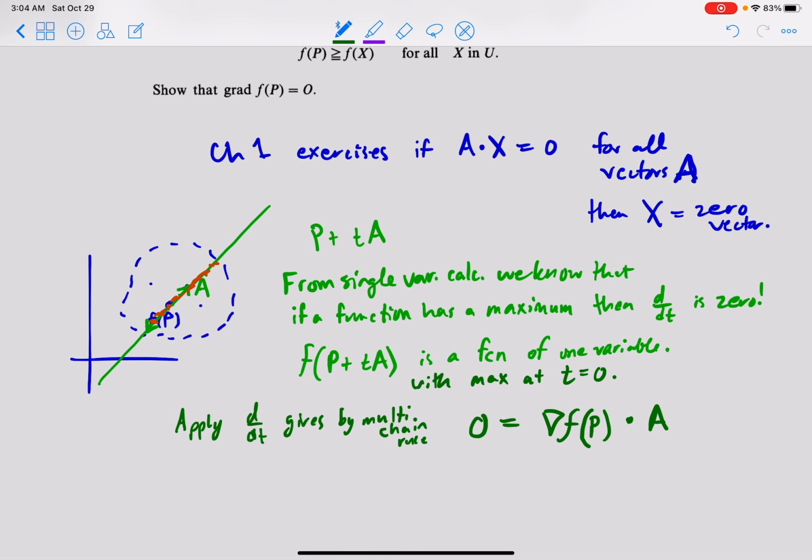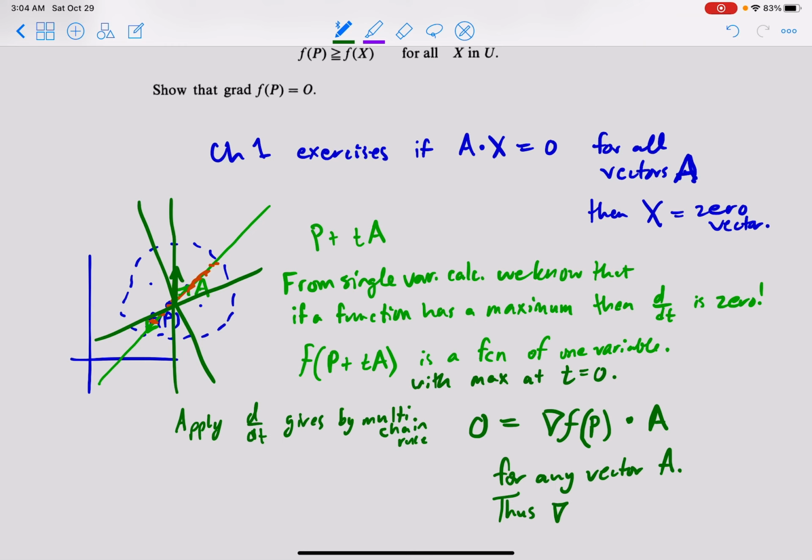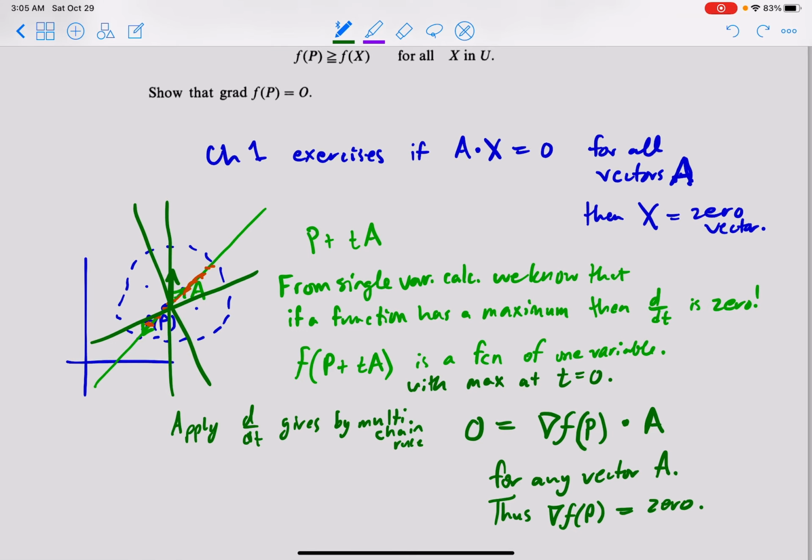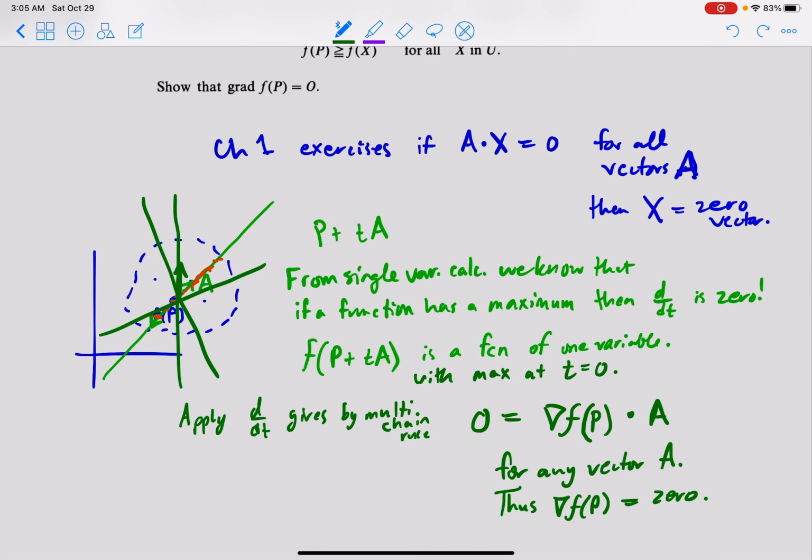And that is true no matter which line we choose. No matter which direction vector a we choose, that line for any vector a. Thus, the only option is that this vector is the 0 vector. And we're done. We showed that the gradient at a maximum is equal to the 0 vector. Okay. So that's all. It goes back to chapter 1.